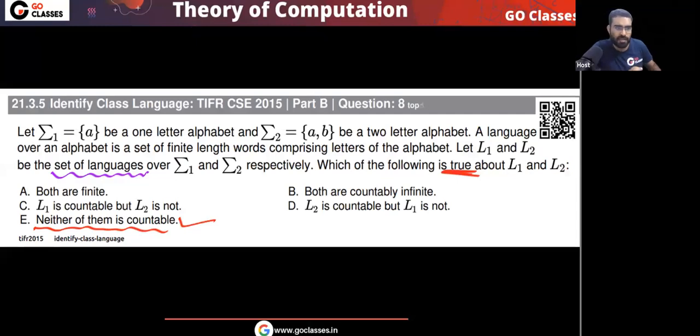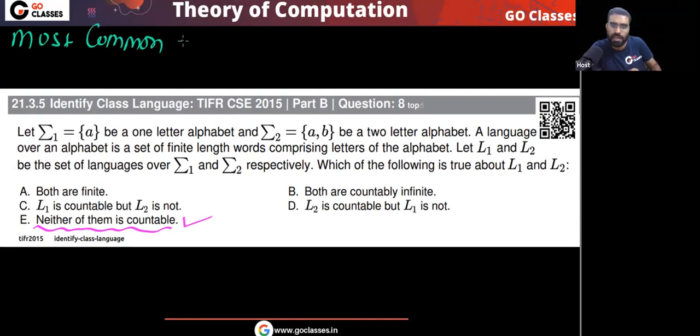What is the common mistake here? What is the most common mistake that people will make in this question? For this question, the answer will be option E, since L1 and L2 are both uncountable. But what is the most common mistake people will make? Anyone want to tell me?